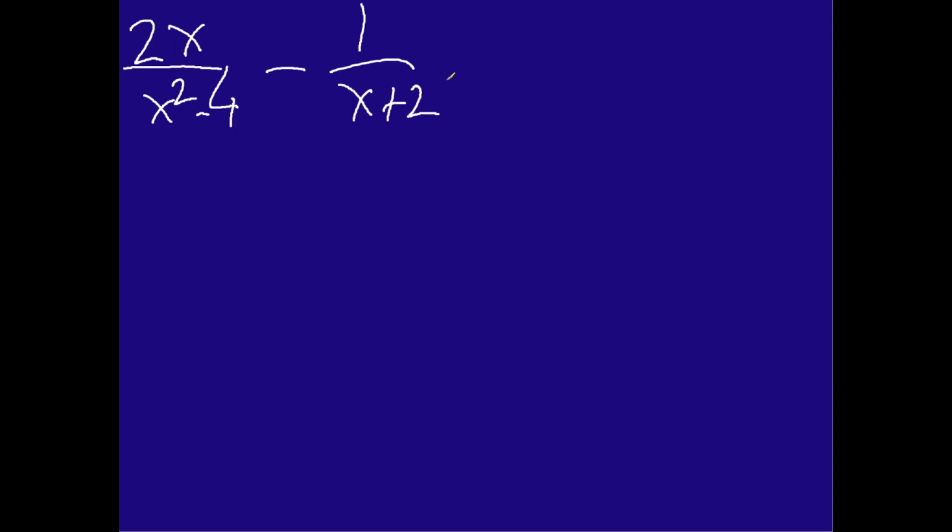Now let's do one example involving subtraction and something that requires some factoring as well. Here's our next example: we have 2x over x squared minus 4, and then subtract from that, or find the difference with, 1 over x plus 2. What we have to do is find the least common denominator for x squared minus 4 and x plus 2. For x squared minus 4, the factors are x plus 2 and x minus 2.